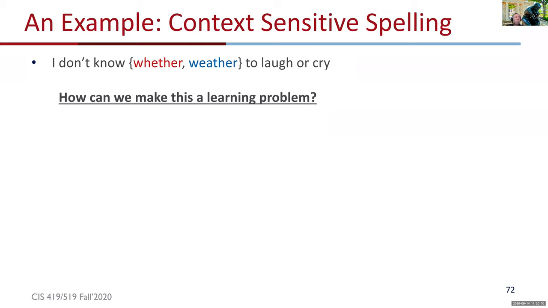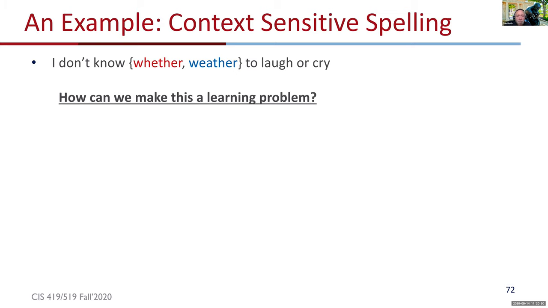I don't know whether to laugh or cry. So given the sentence, my job here is to determine whether it's the red weather or the blue weather that should be in this context, right? So they sound about the same or exactly the same. And I want to be able to have a classifier that identifies if my spelling is correct. I call this context sensitive spelling because both of these words are legitimate words. So a conventional speller will not know what to do. The decision which one should be here depends on the context.